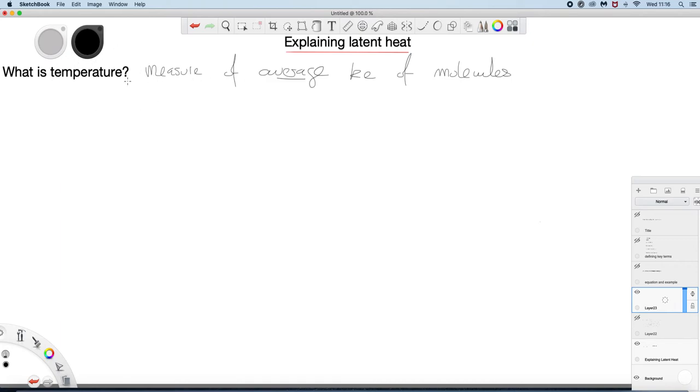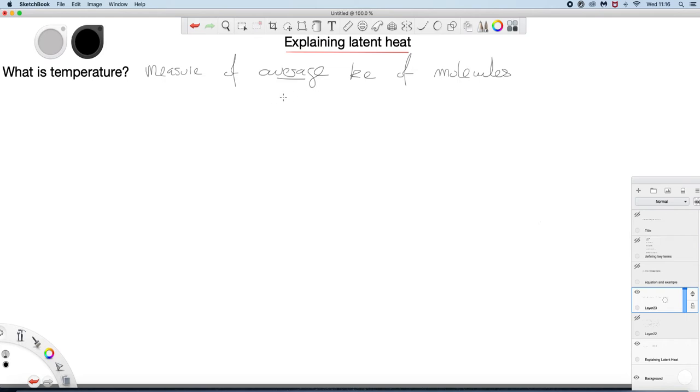Now, if we go back to what we said about melting, solidifying, condensing, vaporizing, this was about forming or breaking bonds. This wasn't about making the molecules travel any faster or slower. So the making and breaking of bonds, the moving of molecules close together or further apart, this has got nothing to do with kinetic energy.